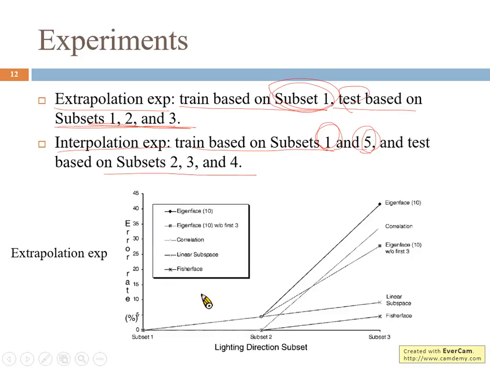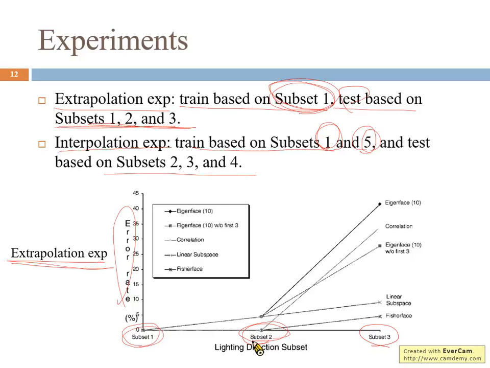And this figure shows the result. The x-axis means the different data, and the y-axis means the error rate. This is the result of the extrapolation experiment. And here we can see that by training on subset 1 and testing on subset 1, all methods were good.